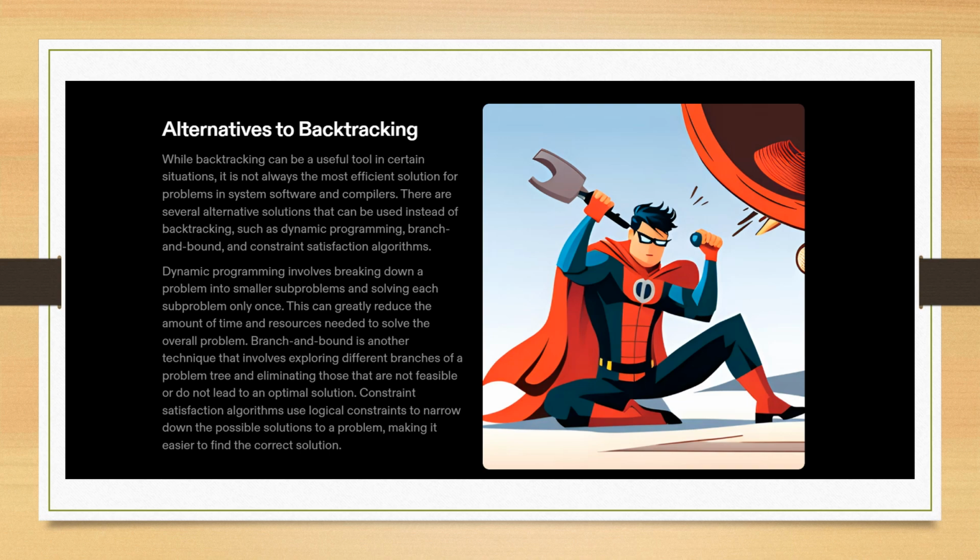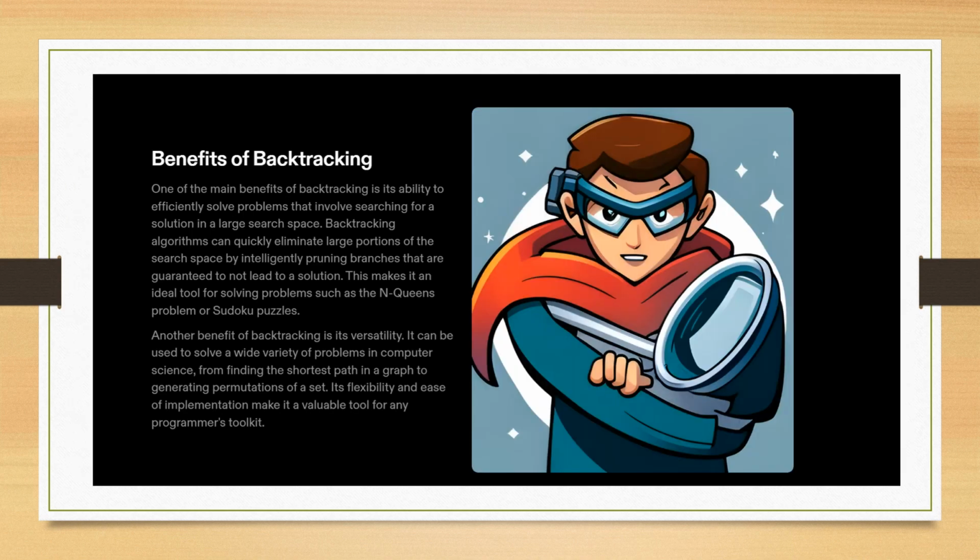Branch and bound is another technique that involves exploring different branches of a problem tree and eliminating those that are not feasible or do not lead to an optimal solution. Constraint satisfaction algorithms use logical constraints to narrow down the possible solutions to a problem, making it easier to find the correct solution. Benefits of backtracking.